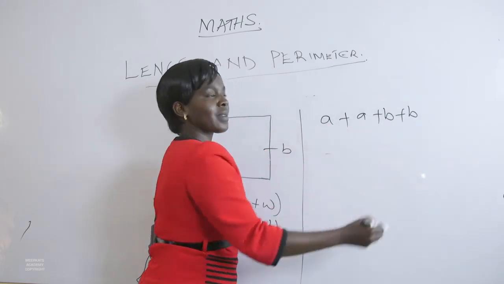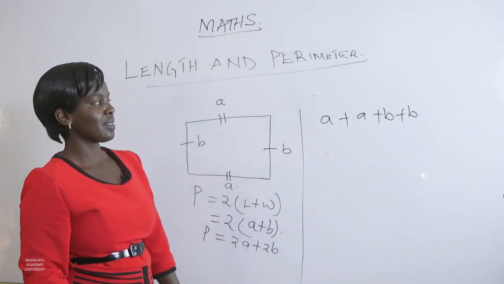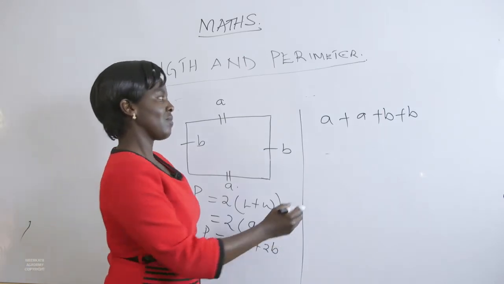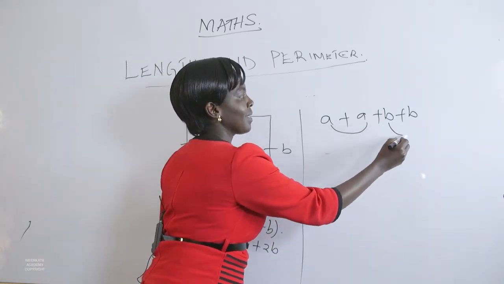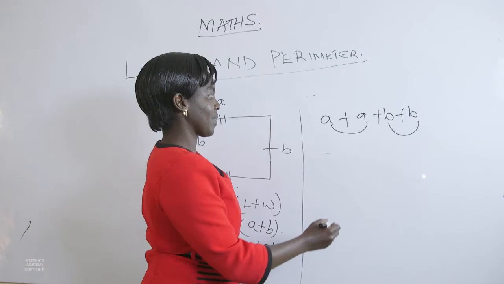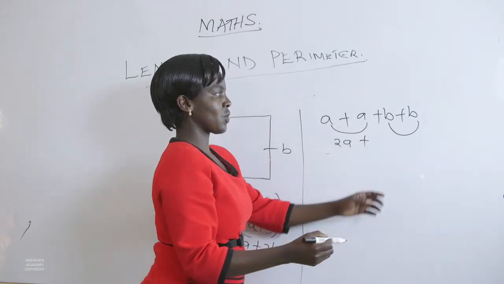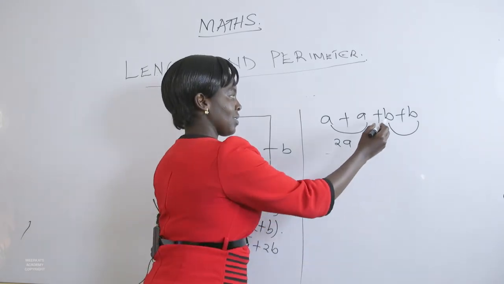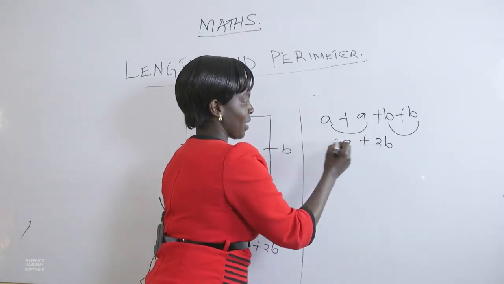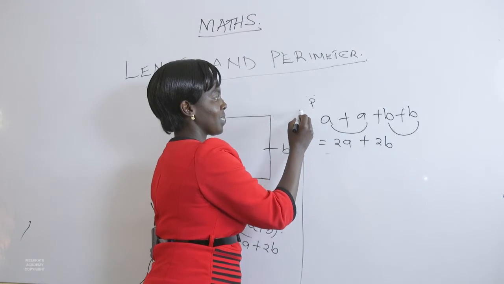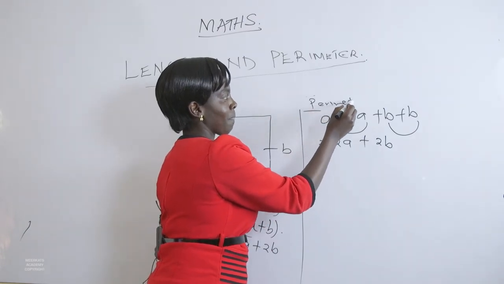That is A plus B plus A plus B. If you collect the like terms and add them together, because A and A are the same, you say A plus A is 2A, and B plus B will also give us 2B. So that will be the perimeter of that figure.